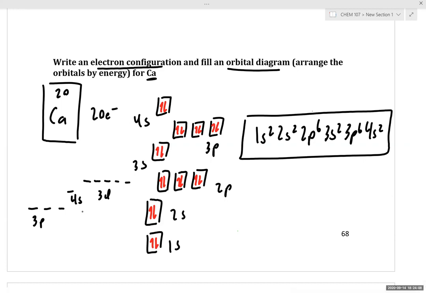And this is one quirk that you'll have to remember and be familiar with, as it pops up a lot for elements in the 4th and 5th row of the periodic table. Does that make sense? Did that address your question? Perfect.